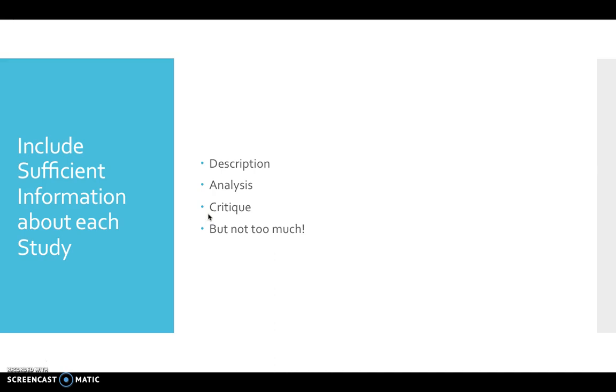Include sufficient information about each study. You might want to have a little description of it, maybe a little critique, but not too much. Each study doesn't have to have a lot. The main thing that you want to say about each study is what the results were, what the findings were from the study. But it is good to describe how they got to those findings a little bit. What were the methods of the study? Was there a critique? Was there anything wrong with the study? And then compare and contrast that with other studies.